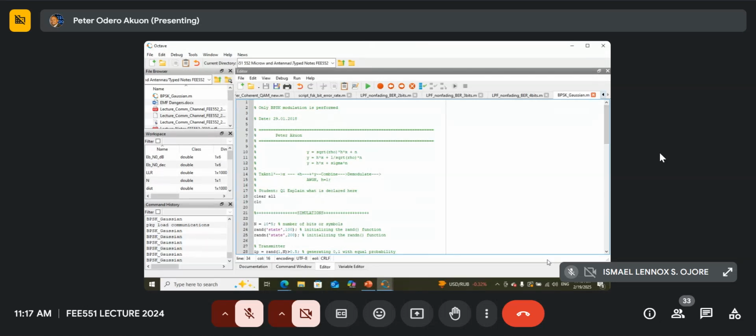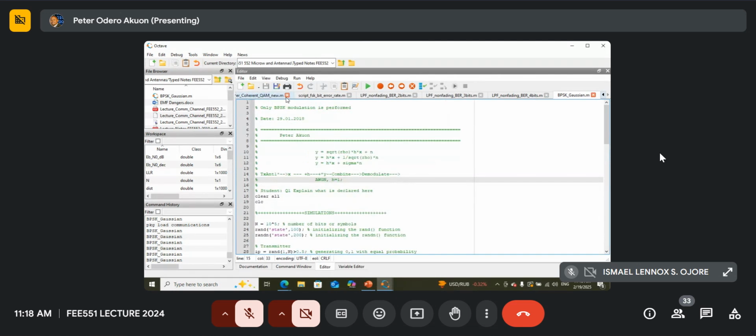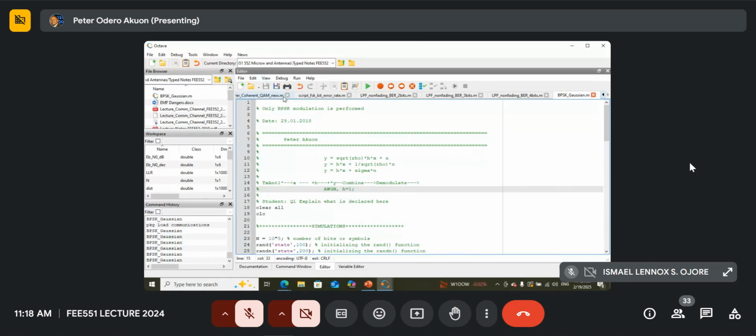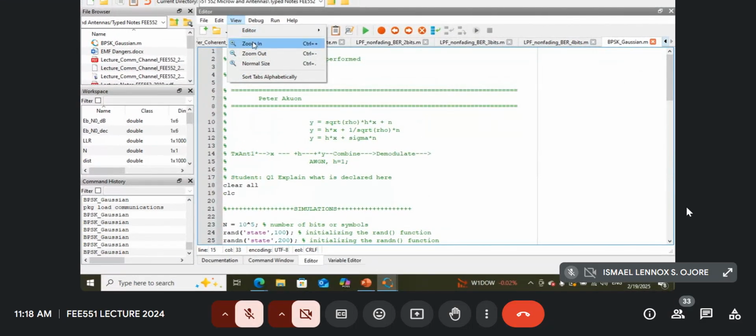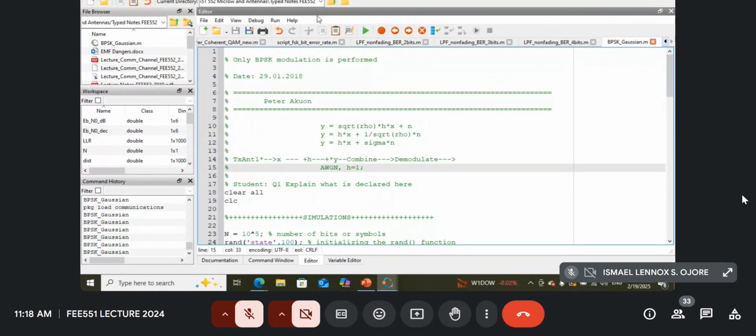multiplies your signals that you transmit. All right, so I need to expand this, maybe the view. So probably you could also refer to the code that you have, which was shared.